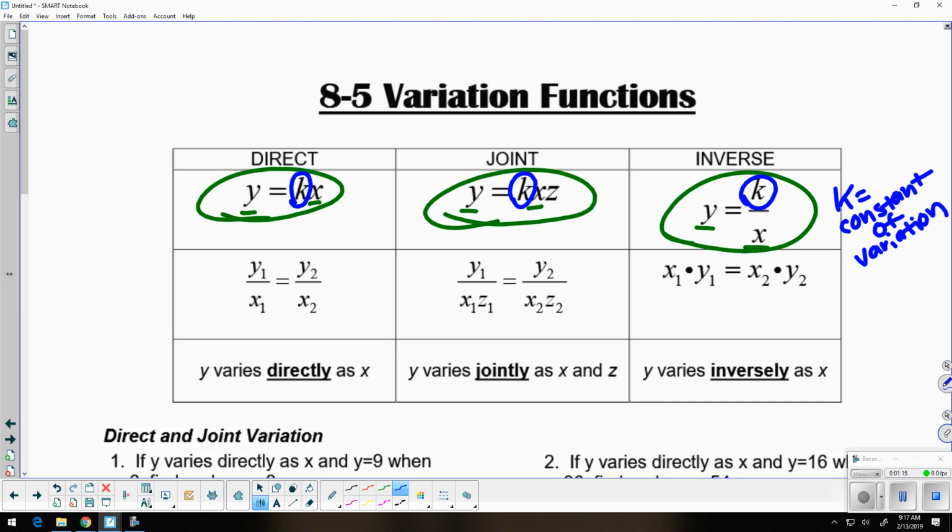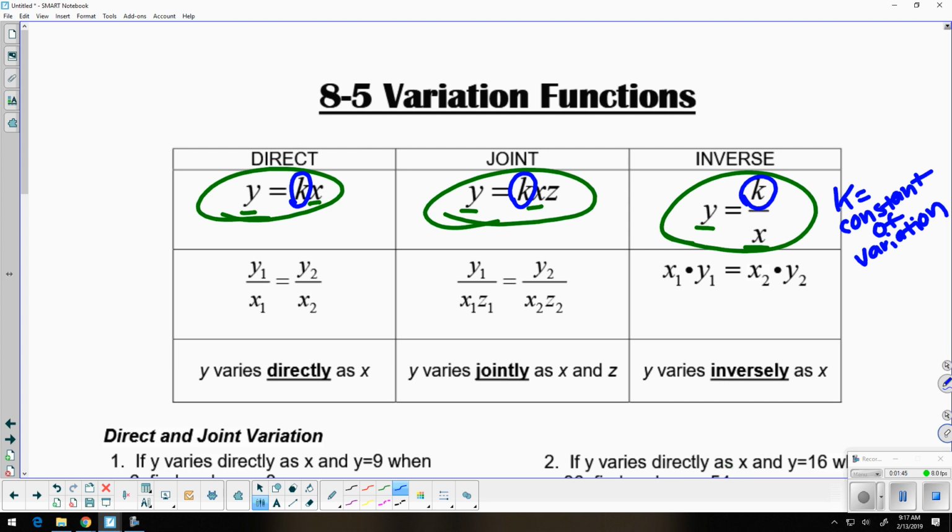Okay, if you go across this next row, this is basically another way to solve a direct variation, joint variation, inverse variation. But again, I teach it possibly different than what your teacher told you. The keywords are underlined. So if a problem says that y varies directly as x, then you want to use the direct variation equation, y equals kx. If it says that y varies jointly as x and z, then you want to use the joint variation equation, y equals kxz. Inverse variation, y equals k over x. Just remember which equation goes with what.